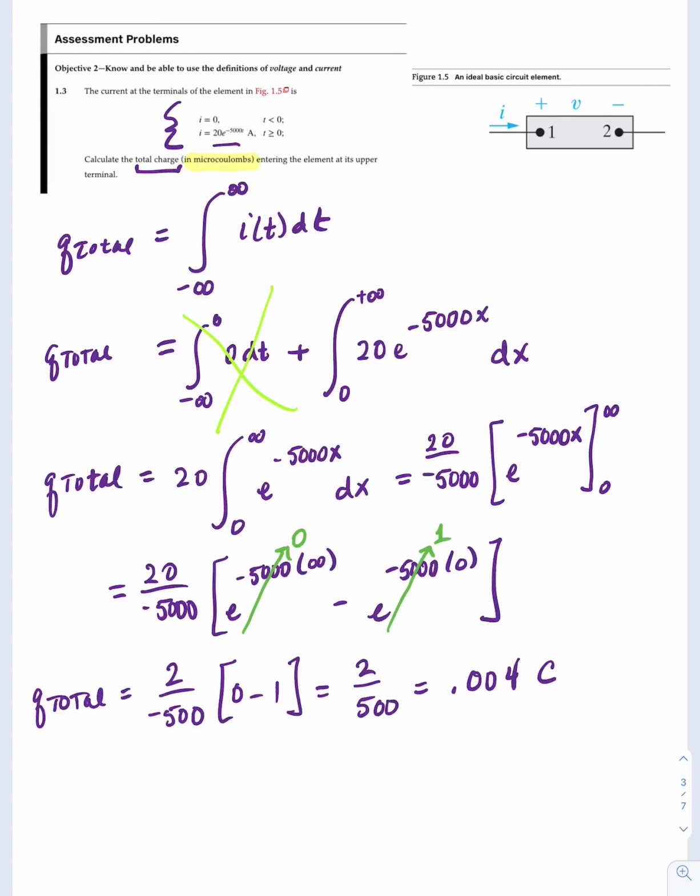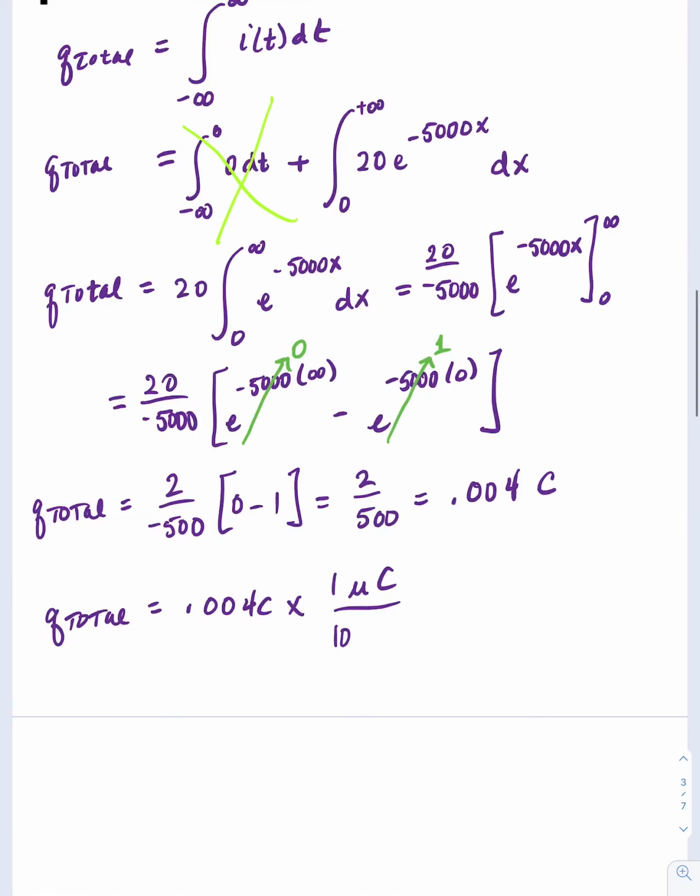Okay, but the problem statement asks that we express it in microcoulombs, so we know that 0.004 coulombs times, in 1 microcoulomb we have 10 to the minus 6 coulombs, and that would give us 4,000 microcoulombs.